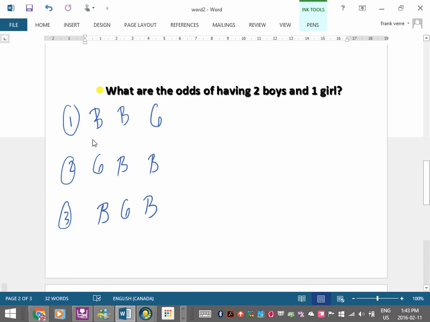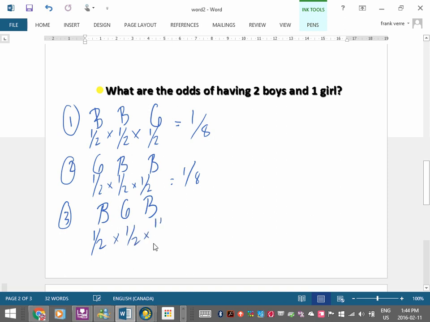So what are the odds of getting boys? 1 boy. The odds of getting the first. So what are the odds the first child is a boy? 1/2. What are the odds the second child is a boy? 1/2. It's always a half, right? The odds of getting a particular gender is a half. So this sequence is 1/2 times 1/2 times 1/2, which is 1 out of 8. This sequence will be the same, because it's still 1/2 times 1/2 times 1/2, so it's still 1 out of 8. This sequence is still 1/2 times 1/2 times 1/2, and that's still 1 out of 8.